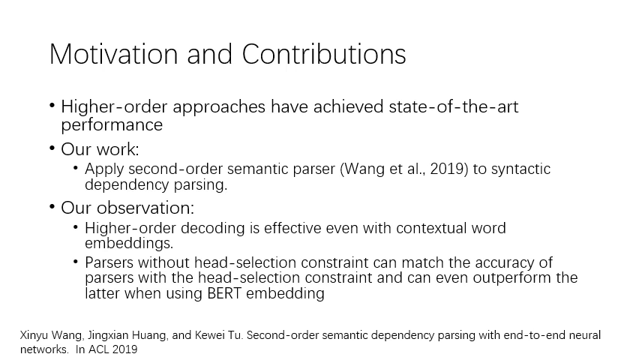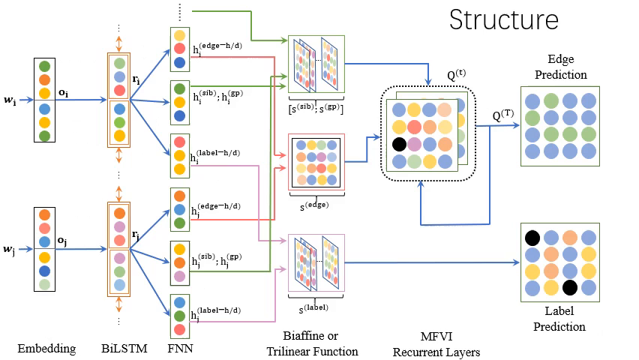Second, while previous work found that incorporating the head selection constraint is helpful in first-order parsing, we find that with better loss function design and hyperparameter tuning, both first and second-order parsers without the head selection constraint can match the accuracy of the parsers with the head selection constraint, and even outperform the latter when using BERT embeddings.